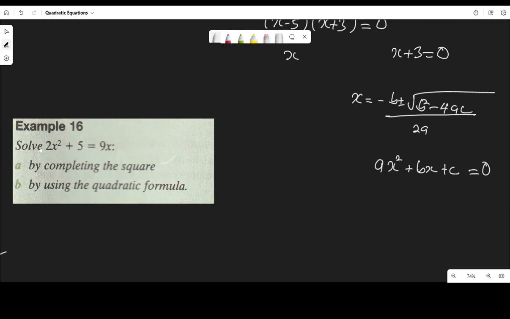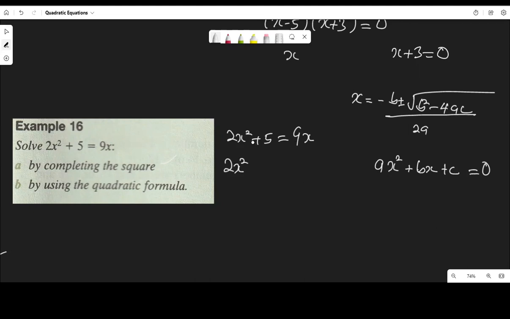So now our equation is 2s squared minus 9x plus 5 equal to 0. Let's rearrange this to form a perfect quadratic equation. So I have 2s squared.